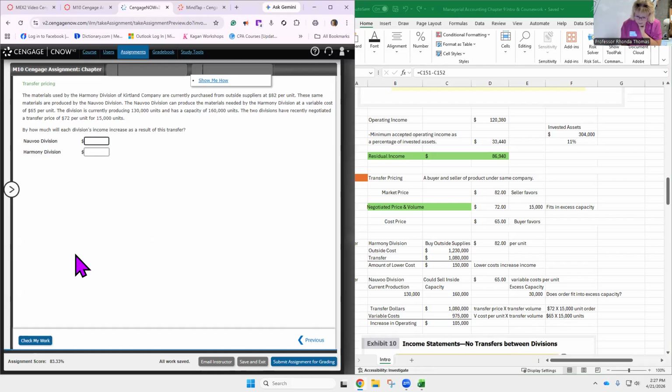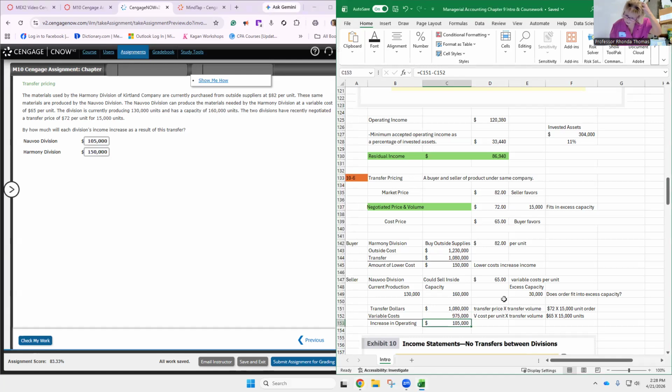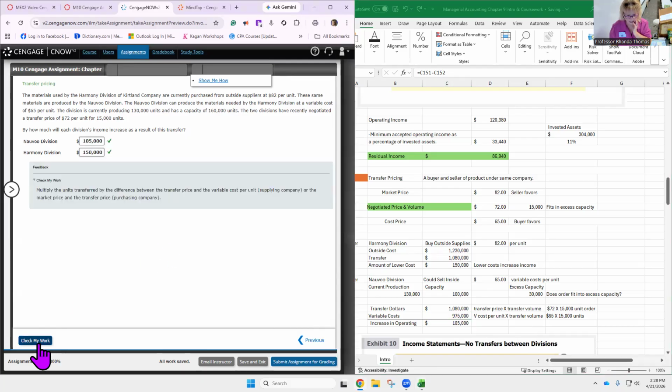So let's do the seller here. It's 105,000. It's going to increase the income. And for the buyer, it's going to increase income because we're cutting the cost. Instead of paying 82, we're going to pay 72. I just want to make sure. So one more time, Harmony is the buyer and Nauvoo is the seller. So I think we're okay.